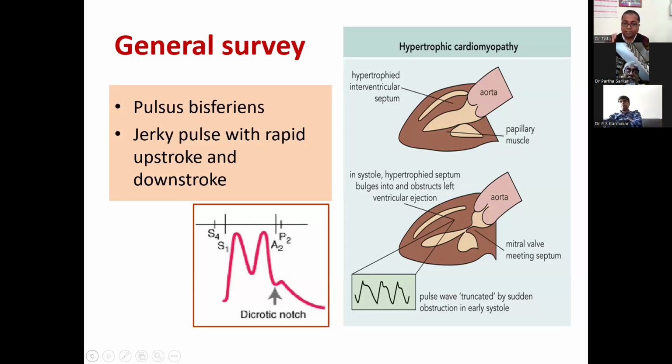during the systole, there is a sudden fall in pressure, which is leading to truncation of the wave, and that's why there is this trough. This trough is occurring here. And after the obstruction is over, again due to this ejection, there is the second wave. Now remember, in pulsus bisperiens, both of these waves are occurring in the same phase of the cardiac cycle. And this is how you differentiate it from the other pulses.